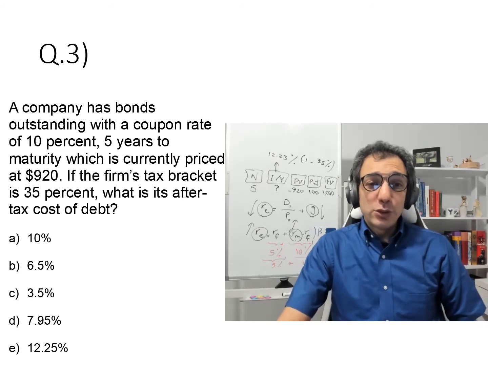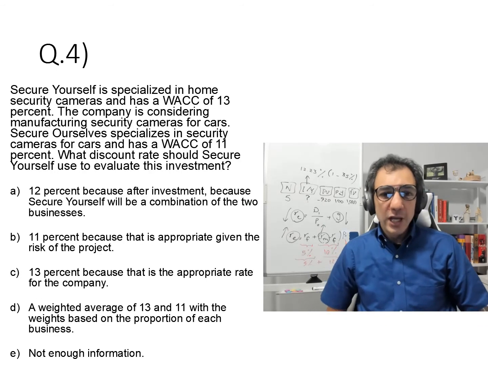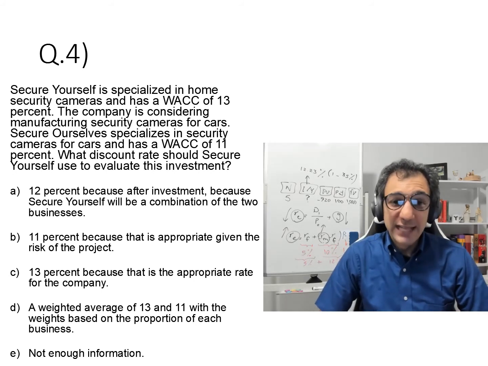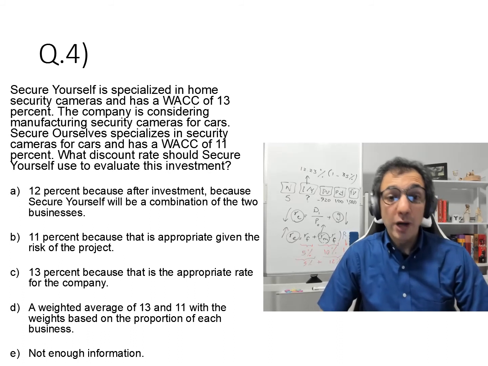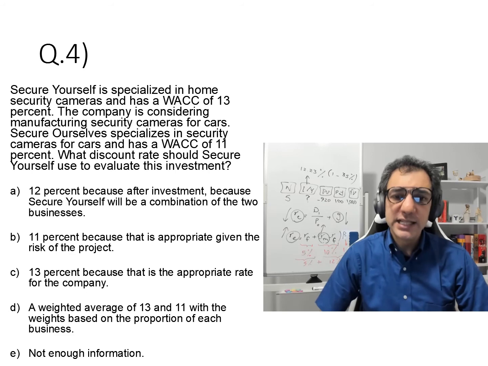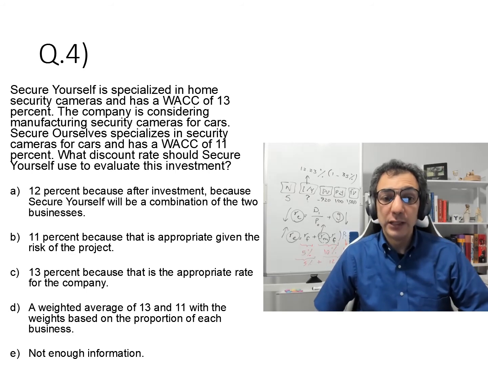Now let's look at the last question. Secure Yourself specializes in home security cameras and has a WACC of 13%. The company is considering manufacturing security cameras for cars. Secure Ourselves specializes in security cameras for cars and has a WACC of 11%. What discount rate should Secure Yourself use to evaluate this investment?